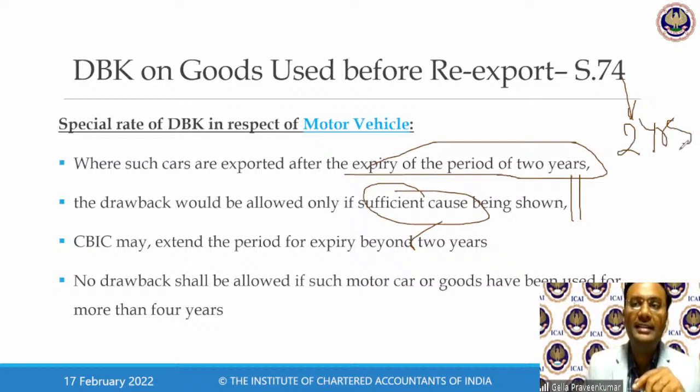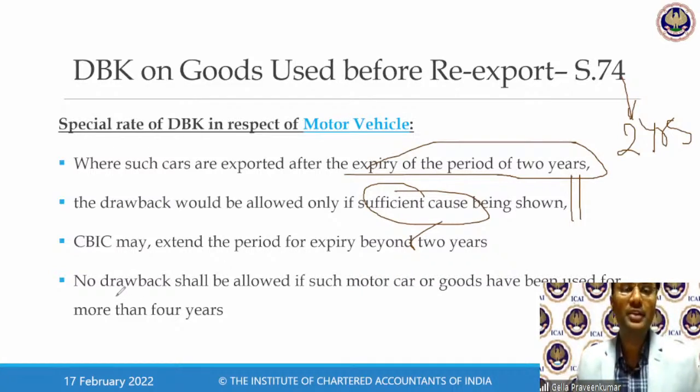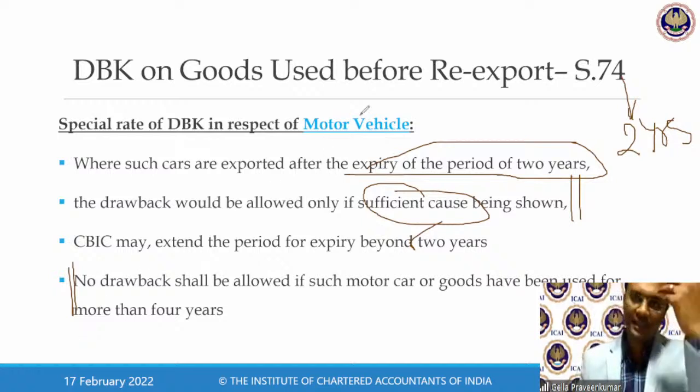So when a car has come beyond a period of 2 years, sufficient cause should be shown to the proper officer to give a drawback for that car, to permit it as a re-export beyond 2 years. So if I don't give a sufficient cause, no export will be given, no drawback will be given. So beyond 4 years, no drawback.